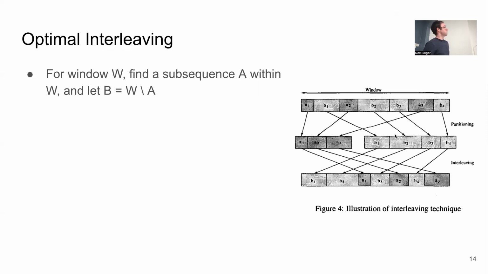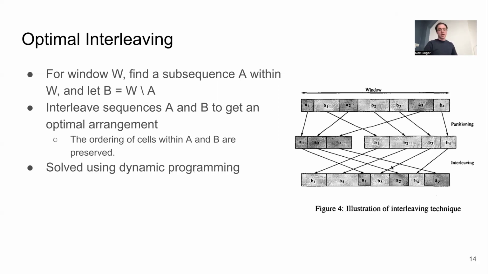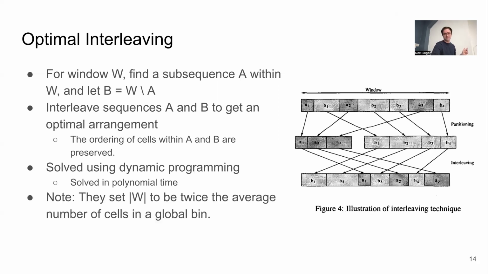What we're going to do is partition them like this. And we're going to interleave the sequences of A and B, but keep the relative ordering. So A1's still to the left of A2, but we're going to shuffle them together like a deck of cards. And we're going to solve this using dynamic programming. The idea is that we want to find an interleaving that minimizes the HPWL. They claim it's an optimal interleaving, and they solve it using dynamic programming. And they claim it's solved in polynomial time. You can see the paper for an argument as to why it's polynomial time.